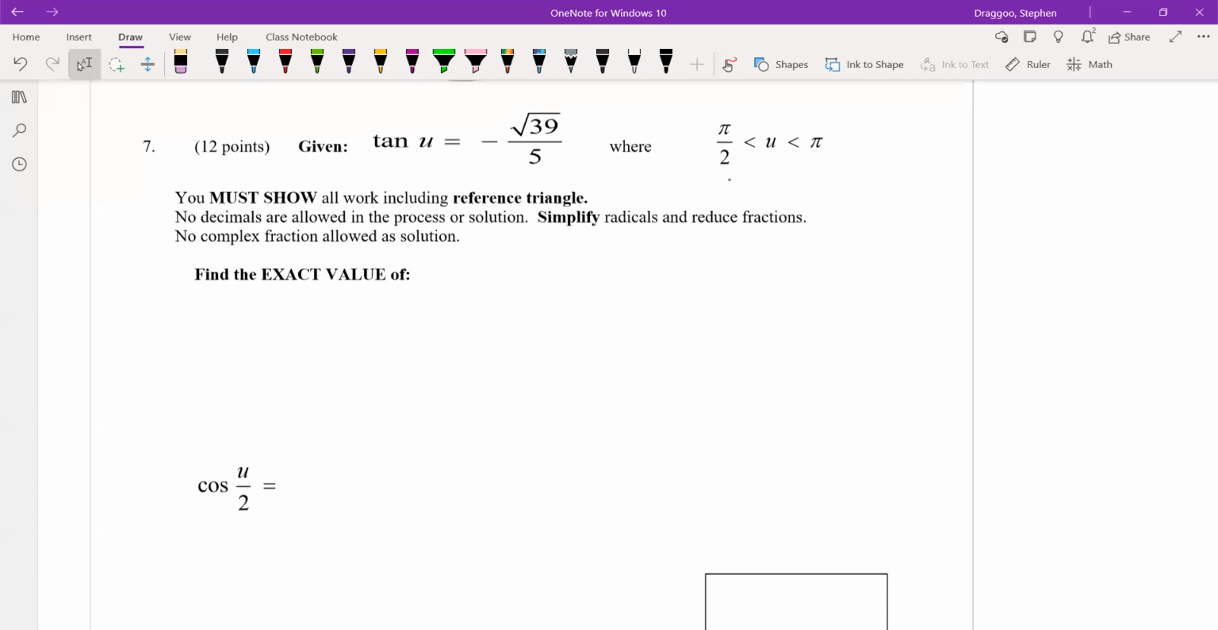And to set this one up real fast, we ultimately need to find cosine of u over 2, which means I'm going to need an inequality for u over 2. So I'm going to multiply that thing by 1/2 and start working from there.